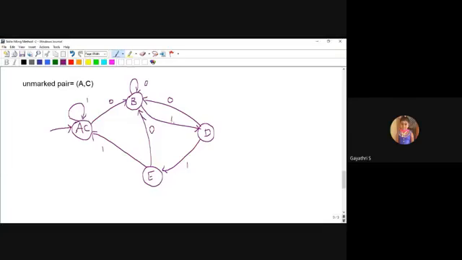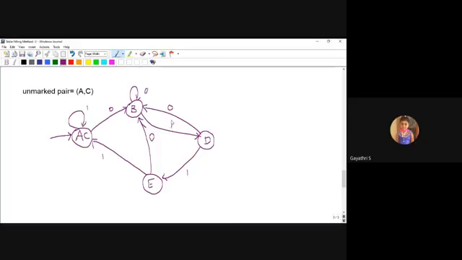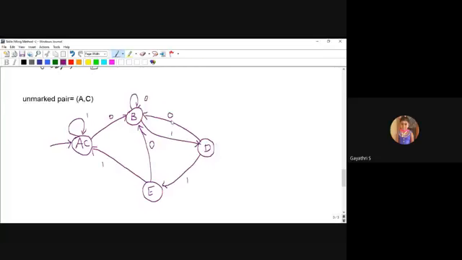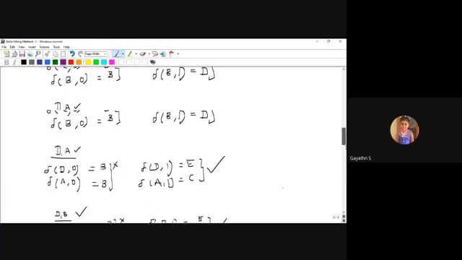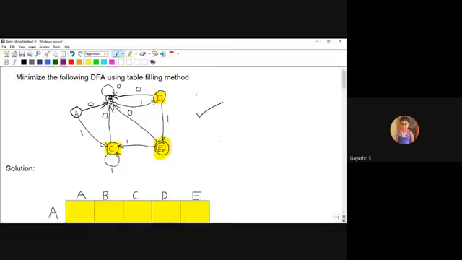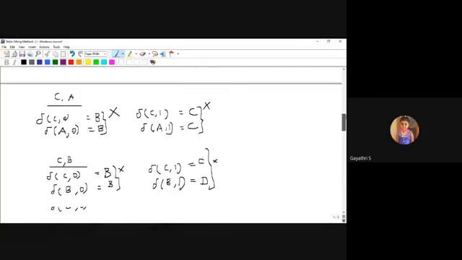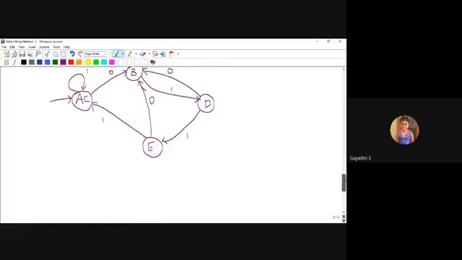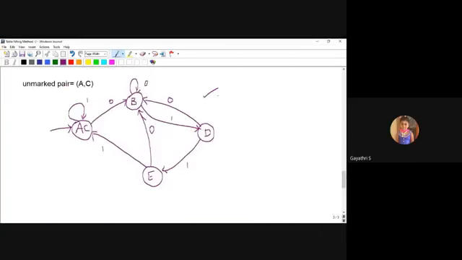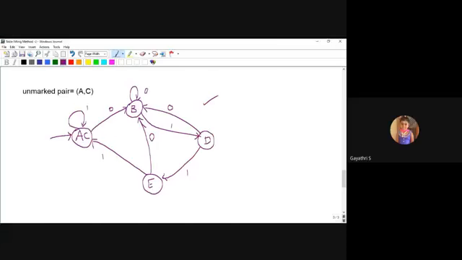After performing the table filling method, the Myhill-Nerode theorem method, this is the answer for the given automata. This is your input, the given automata. After applying the table filling method, you have received this output, your minimized DFA.